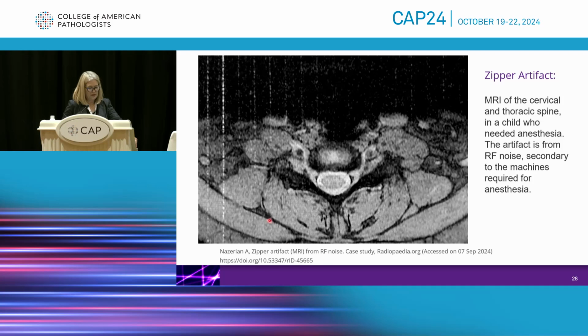Here's an artifact called zipper artifact right over here with these parallel lines. And this is due to background radiofrequency noise. In this instance, it was secondary to a machine required for this patient who's getting anesthesia.